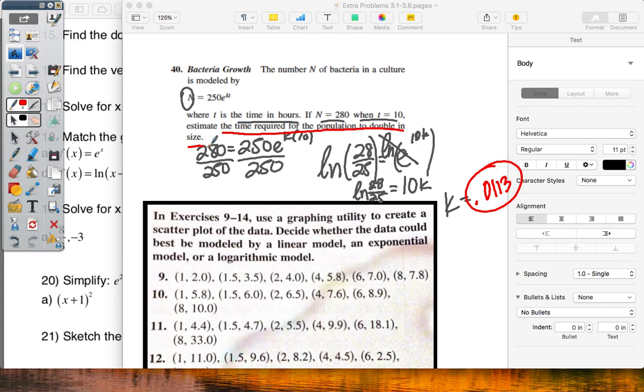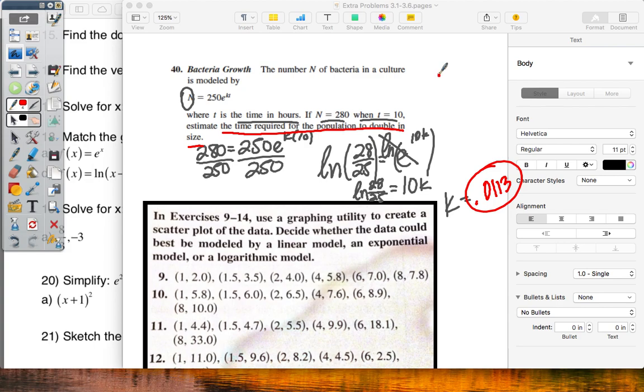Okay, so then the next thing says, estimate the time required for the population to double. Okay? Here's my question. I don't know. Are they talking about this double or are they talking about this double? I'm guessing it's this double. On the test, I'll tell you specifically if you have questions. But we're going to say that we're trying to double this. So what would n be?